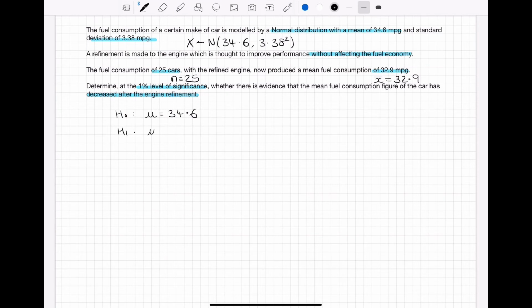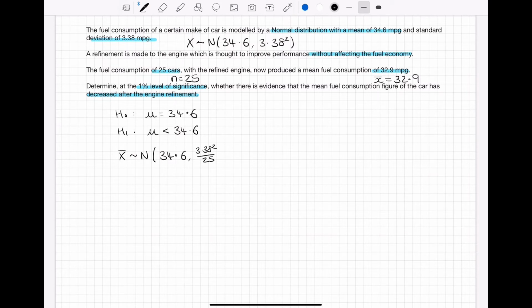From our example, we have n is 25 and x bar is 32.9. So we want to test if this is strange for our sample to have a mean of 32.9, which was less than the 34.6. So we're going to check the probability that x is less than 32.9.